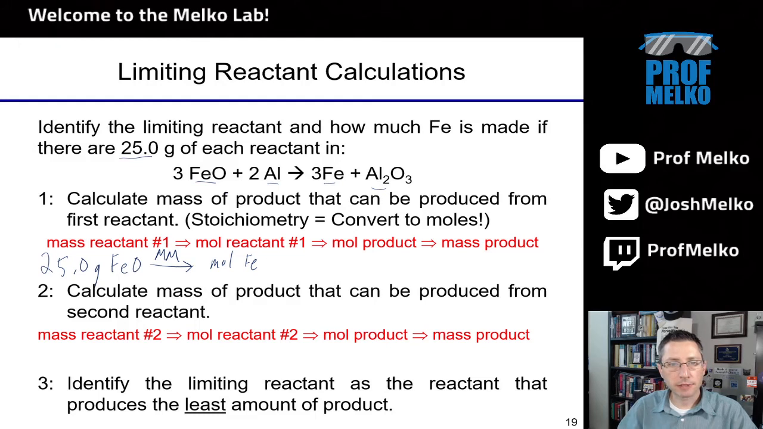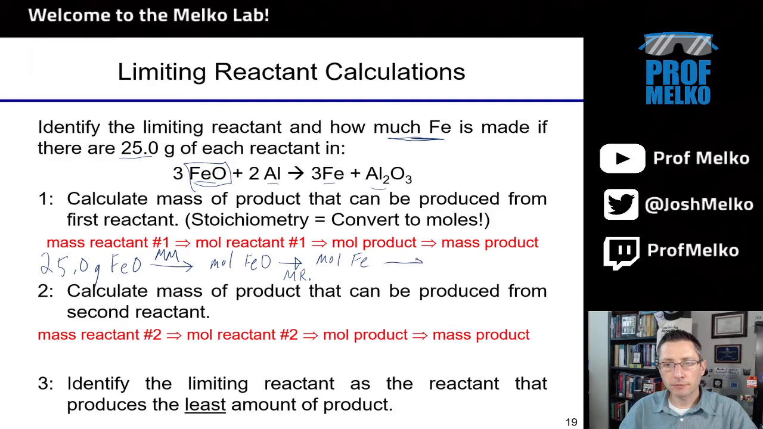Iron oxide is what's given here. That's the reactant. The moles of iron oxide. Then I go to moles of the thing I want. How much iron is made? So I take that moles and use the mole ratio to get to moles of iron.